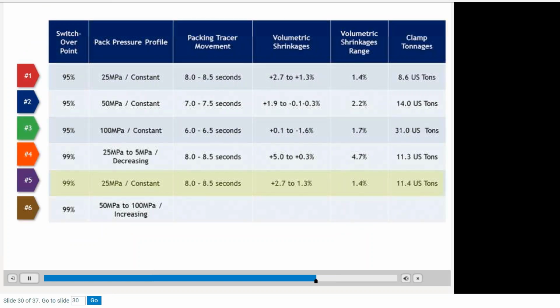The next set of results have been added to the table. And as a reminder, the only difference between line 5 and line 1 is this is switched over at 95, this is at 99. So we have very similar results. So the switchover point in this particular case with low pressures makes little difference to the volumetric shrinkage and the range. Okay. Another key corner point for understanding how the process works.